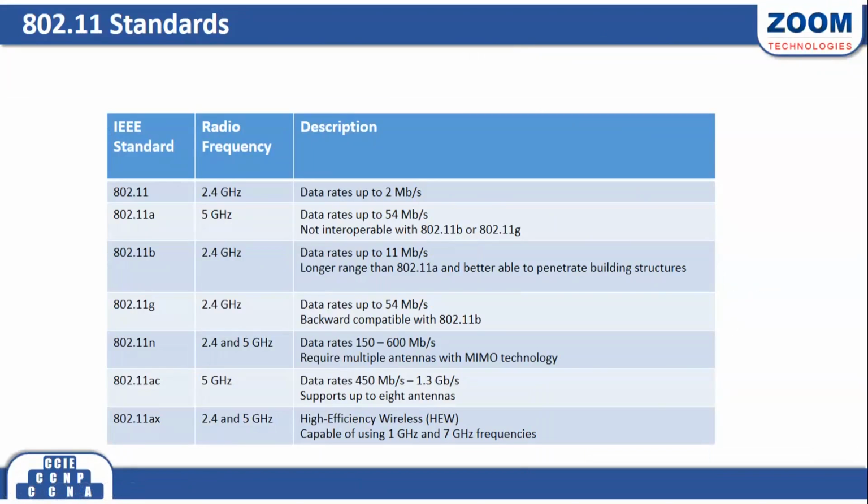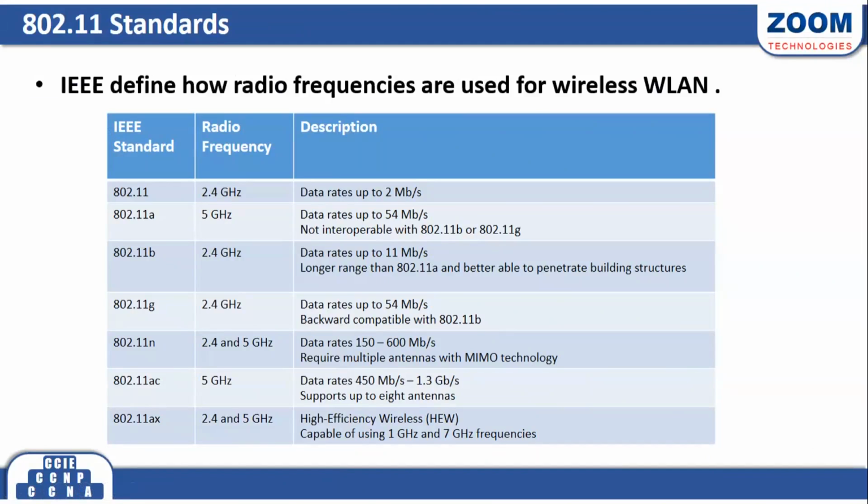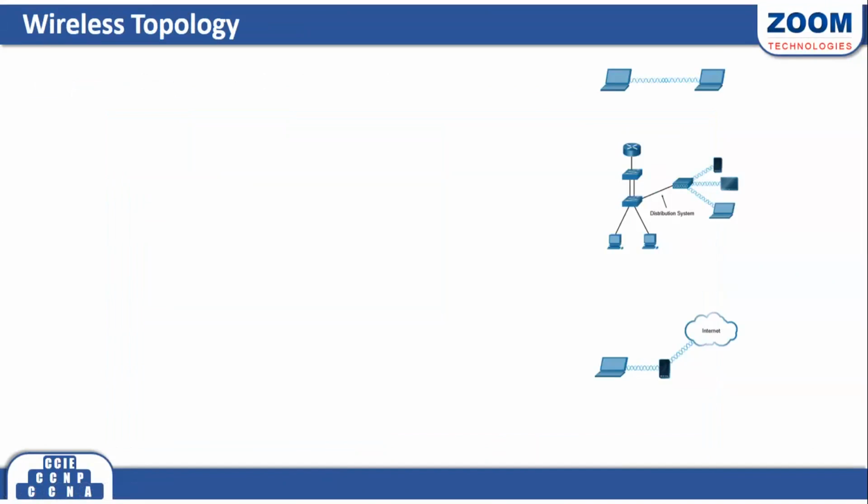100 Mbps to 500 Mbps, 600 Mbps, 450 Mbps to gigabit, and we call it HEW, high efficiency wireless. 1 gigahertz to 7 gigahertz frequencies can be supported, capable of using this. 802.11ax, high-end technologies. Got it?